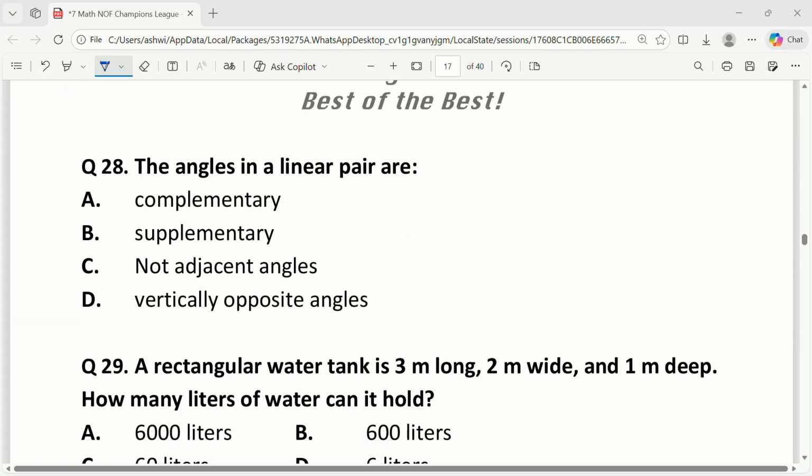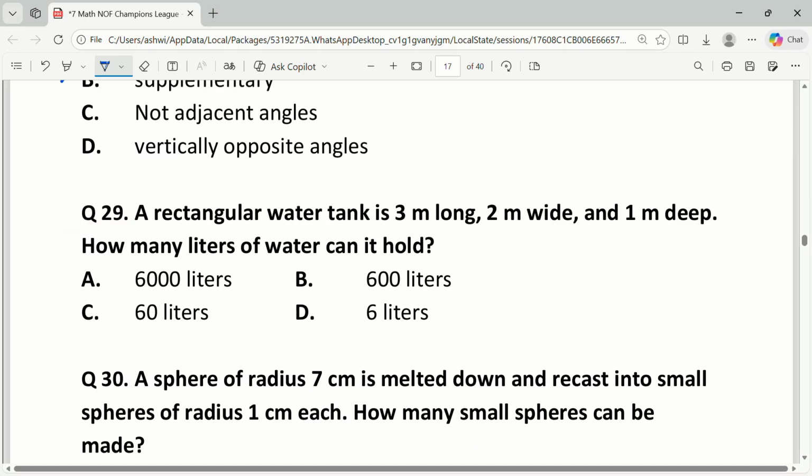Question 28. The angles in a linear pair are B, supplementary. Question 29. A rectangular water tank is 3 meters long, 2 meters wide, and 1 meter deep. How many liters of water can it hold?